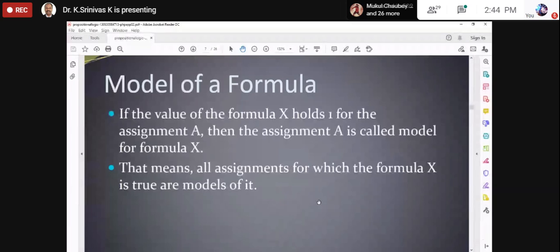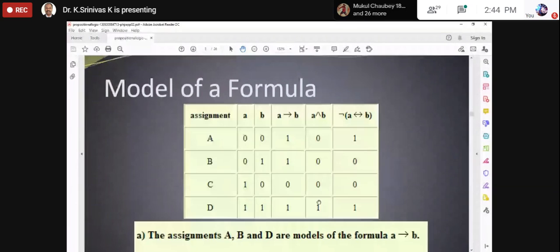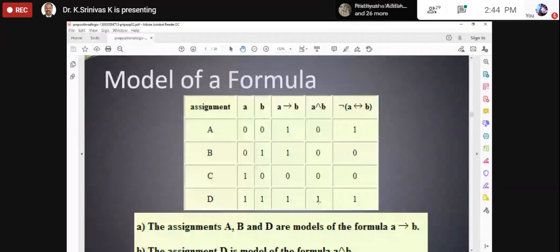Okay. Now we have the formulas. A, B, A implies B. A is equal to 0, B is equal to 1. Just now I told you, A implies B, and how it is going to come. So these are the formulas.